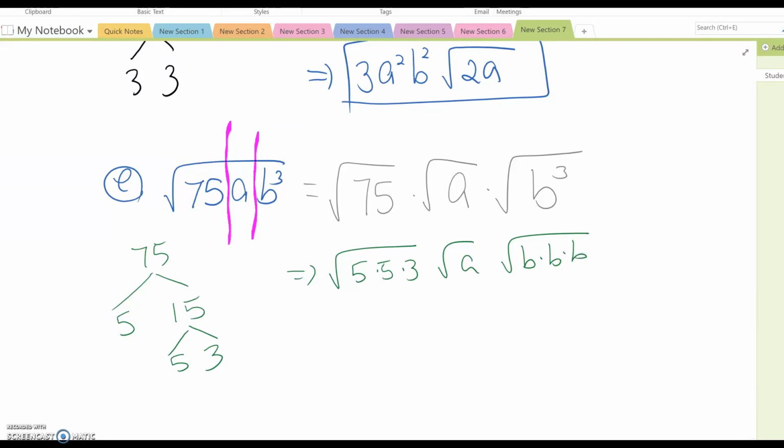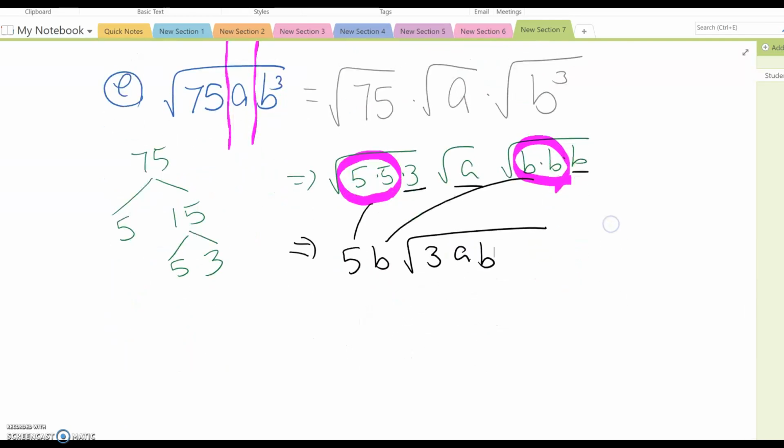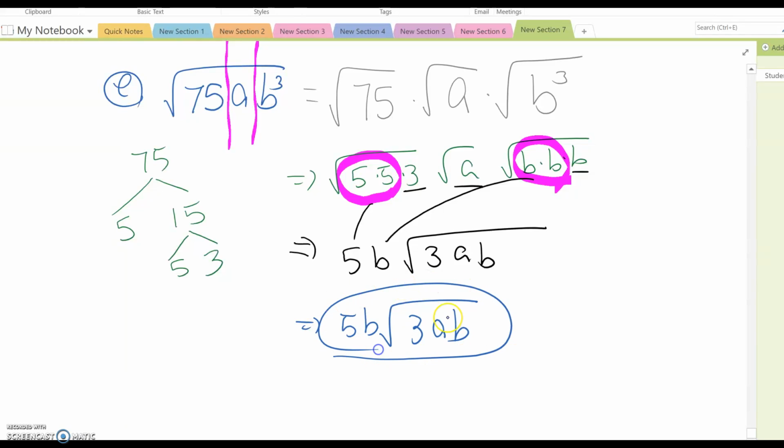Which numbers or variables make a square? So as you see, this one and this one. Other things must stay in the square root box. So it becomes 5b and square root of the remaining factor 3a and b. Therefore, the answer becomes 5b square root of 3ab. That's the answer.